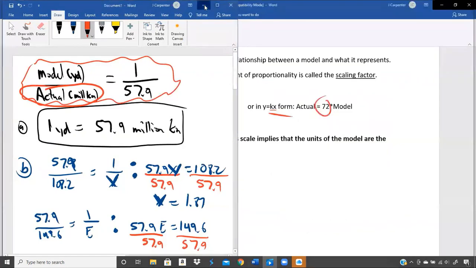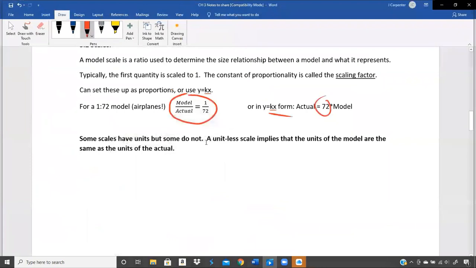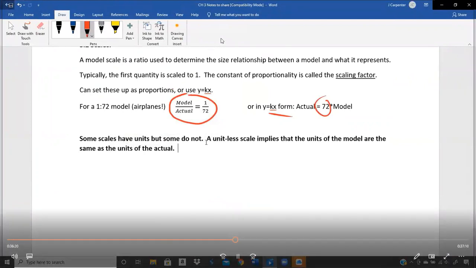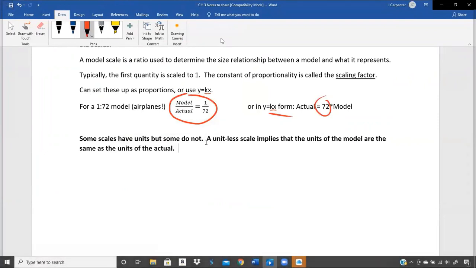So again, some scales have units like the one we just practiced with the planets, because one thing was in yards and the other was in millions of kilometers, but some scales do not. So if I had a model where I said 1 foot is 72 feet, so I take a 72-foot Mack truck and scale it down to 1 foot, that would be a unitless scale because they both have the exact same units, which means I don't have to say 1 foot is 72 feet. I could also say 1 inch is 72 inches. I could say 1 kilometer is 72 kilometers. I could put any units I want as long as they're a distance unit, and it would be true.